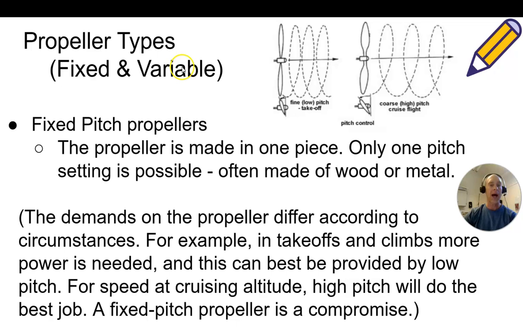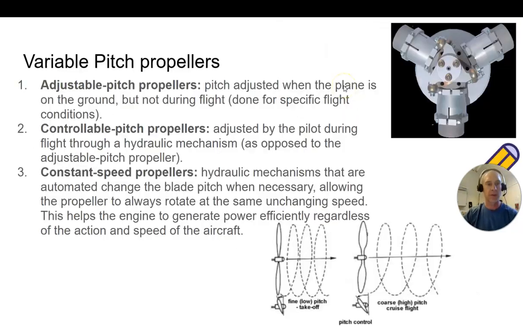So that is why a variable propeller can be useful. So for example, in takeoffs, you might want a little bit finer pitch, and when you're cruising you might want a little bit coarser or higher pitch. So that's why a fixed pitch propeller is sort of a compromise. They might do something in between the two.